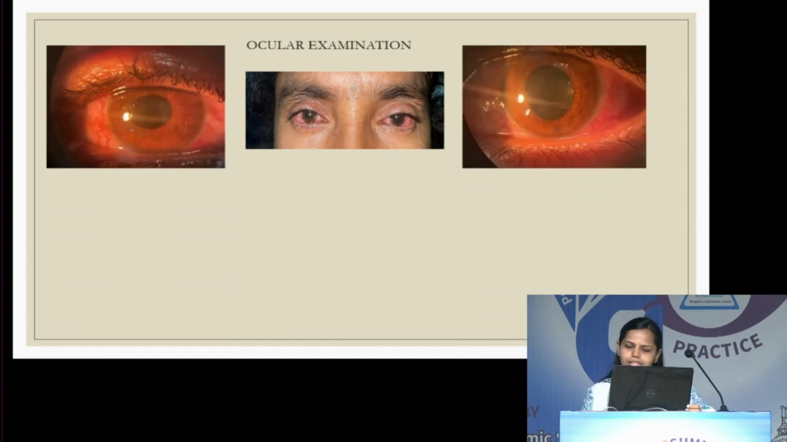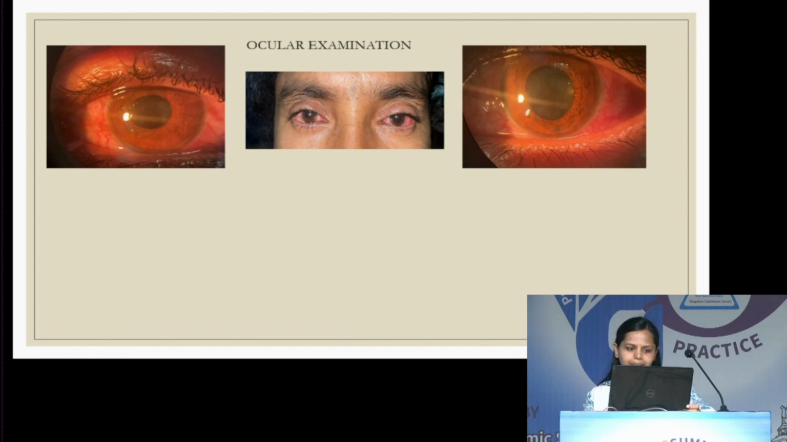Vision with Snellen's chart was 1/60 in both eyes. Near vision was N36, color vision was normal. Torchlight and slit lamp examination showed lid edema, circumcorneal congestion, and cornea was hazy with stromal edema.